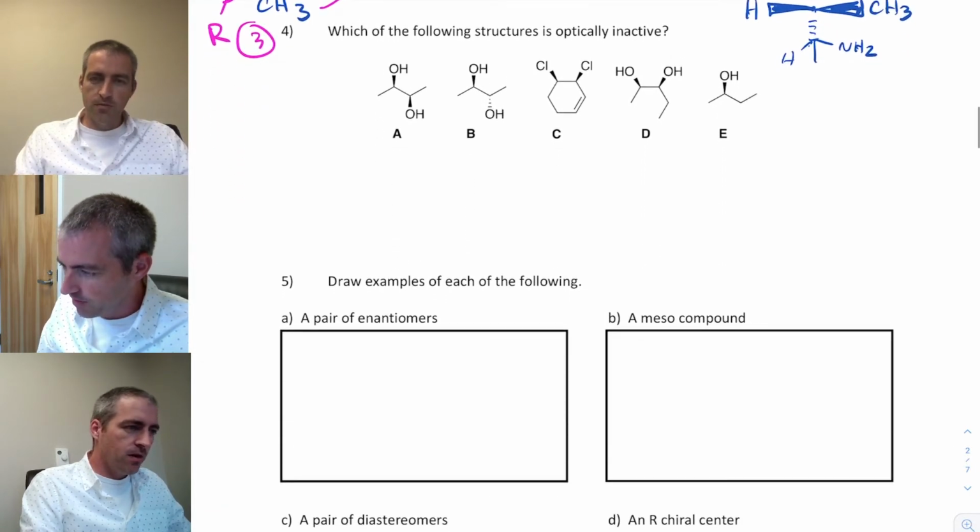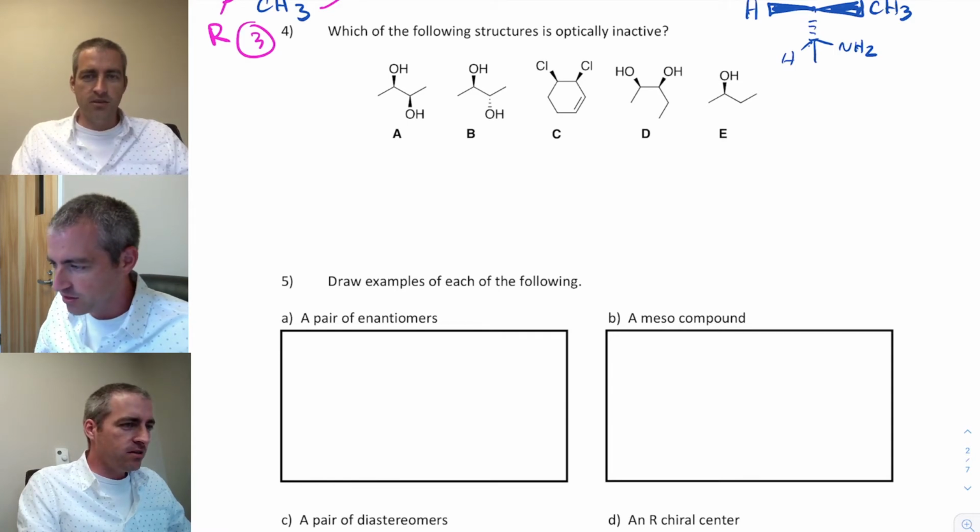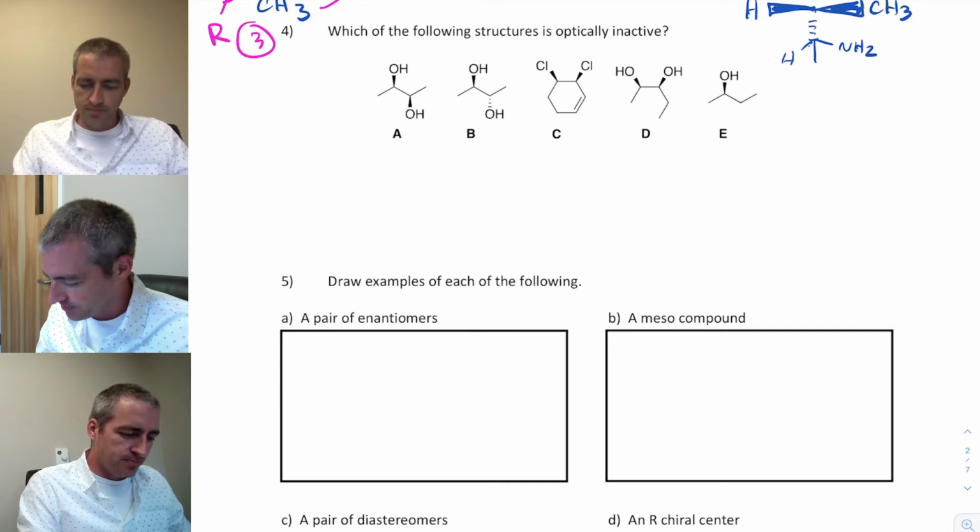4. Which of the following structures is optically inactive? So for optically inactive, this means the molecule must be achiral. So for it to be achiral, notice that every single one of these has chiral centers. The only way you can have chiral centers and not be a chiral molecule or be optically inactive is for there to be a mirror plane within the molecule, which would make this a meso compound.